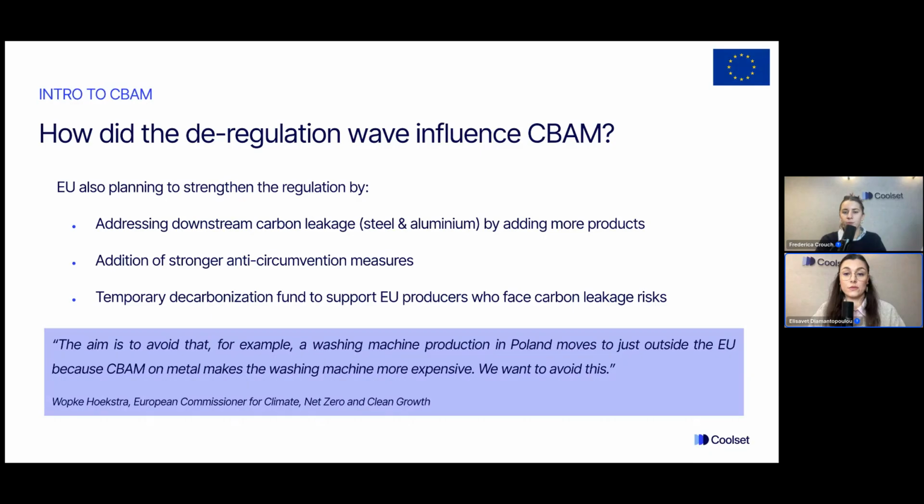And another quote from Wopke Hoekstra is an example here is that the aim is to avoid, for example, a washing machine production facility in Poland moving just outside of the EU because CBAM on metal makes the washing machine more expensive. We want to avoid this. So yeah, the aim of CBAM is not to have all EU industry move outside because it's cheaper, but level the playing field, ensure that all low carbon facilities are rewarded and those with higher carbon are encouraged to reduce their carbon emissions through a pricing mechanism.